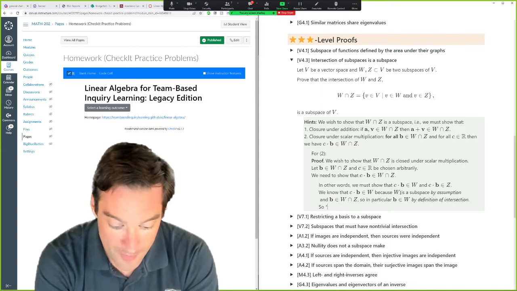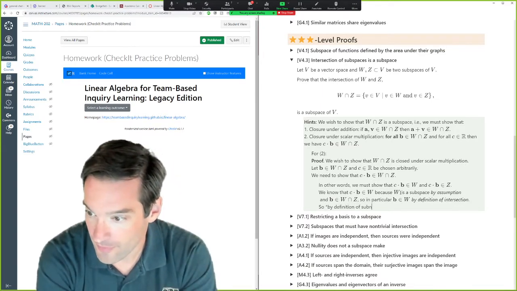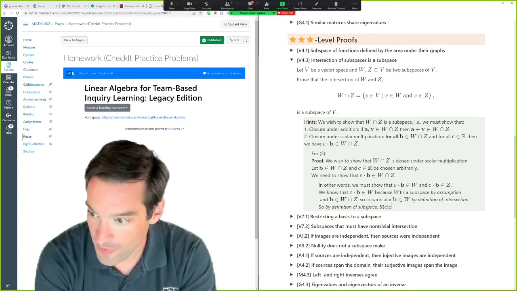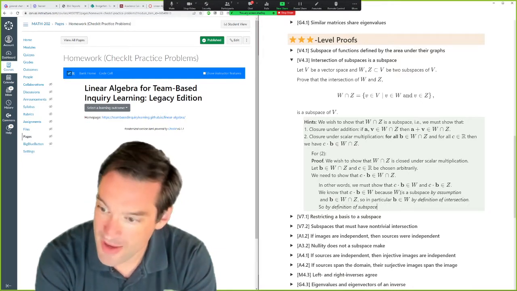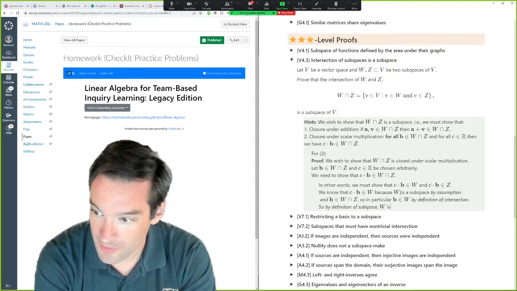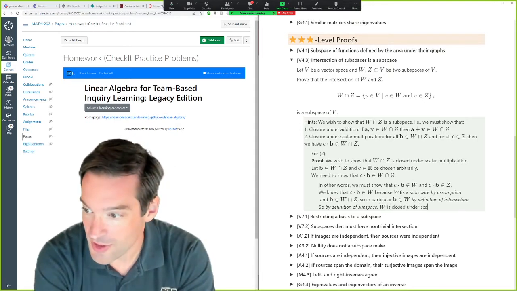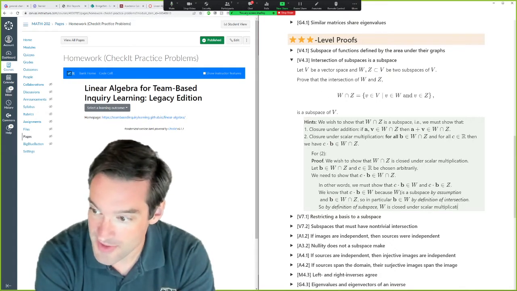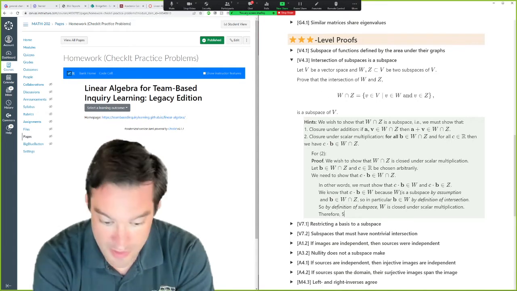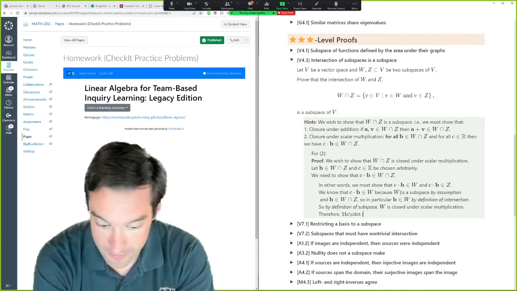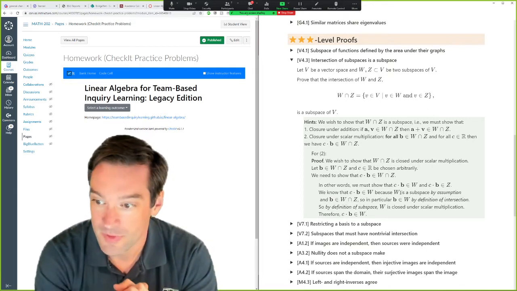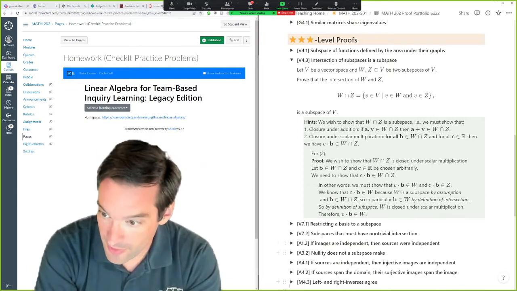And therefore, since W is by assumption a subspace, by definition of subspace, we know that c times b. Let's back up a step. By definition of subspace, W is closed under scalar multiplication. That's part of the definition of subspace, after all, right? Therefore, c times b belongs to W, right? Which was one of the things that we needed to know.